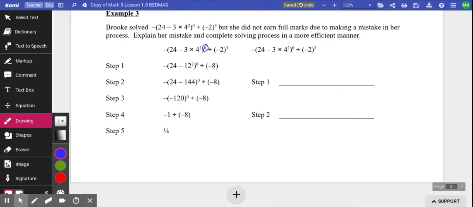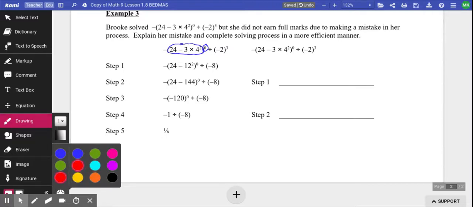If I was doing this question all over again, though, I would have noticed this beautiful 0. That 0 means that everything inside the brackets becomes 1. And I now have negative 1 divided by, and if I do this exponent, that would be negative 8. That one rule can save you a lot. Now I just have to do negative 1 divided by negative 8, and my answer is 1 over 8.